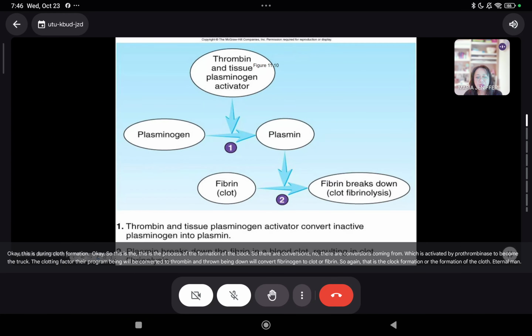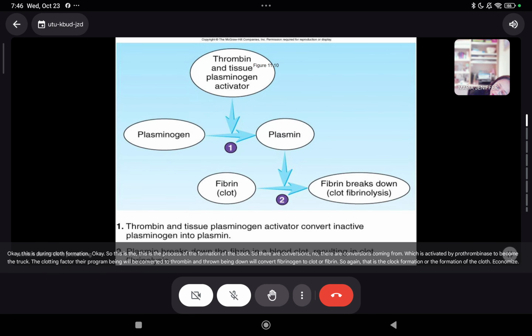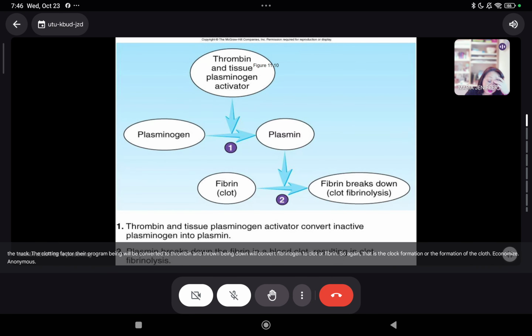Ito naman, ano naman na ito, sa illustration naman na ito. This is the process which we call fibrinolysis. This is now the breaking of the clot.